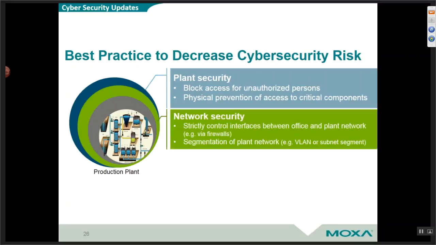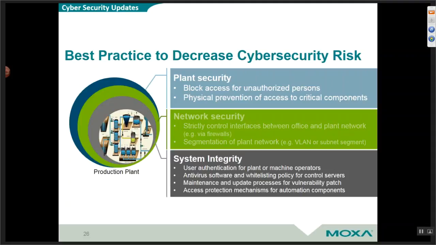Then you want to have network security, and this is one that sometimes is taken over by the IT department. It really depends on the company. Some IT departments like to handle all of the network security. Some will only handle the office side and let the OT handle the industrial side. But either way, this definitely needs to be taken into account. Network security controls the interfaces between the office and the plant network. What that means is using a firewall. That helps to make sure that what's going on the plant side is not affecting what's happening on the office side and vice versa.